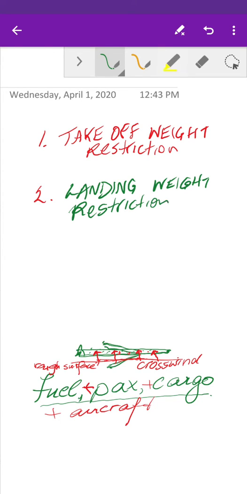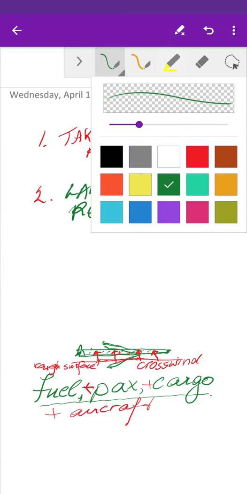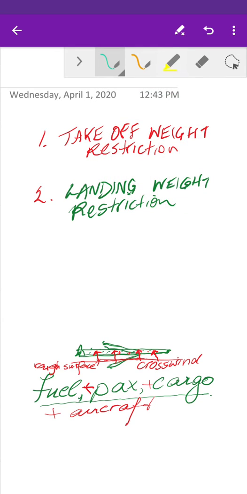Now, as the aircraft lands, there are other factors to consider. We've got to remember that we want to bring it down safely, and we've got to be able to glide it through the air and touch down in a safe manner. Some manuals, like for the smaller planes, just have one takeoff and landing weight restriction.